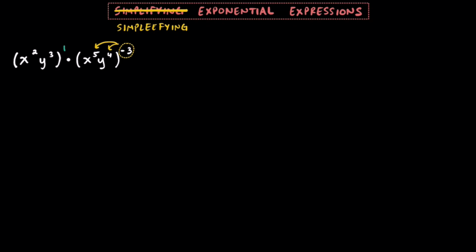Another thing to note here is that we should probably group and identify which bases can be combined. That being said, here we have this base of x that will eventually combine later, as well as this base of y. Let's take care of the parentheses first. So I said a little bit earlier that this 1 really wasn't going to do anything, so I'm just going to go ahead and simplify this.